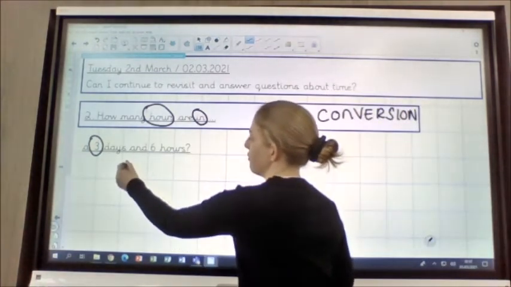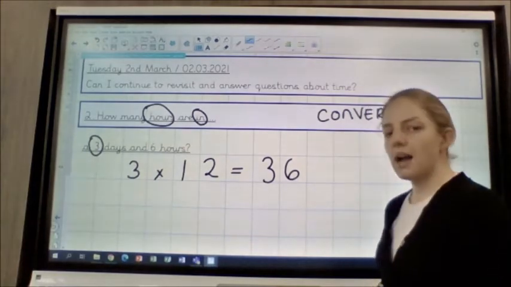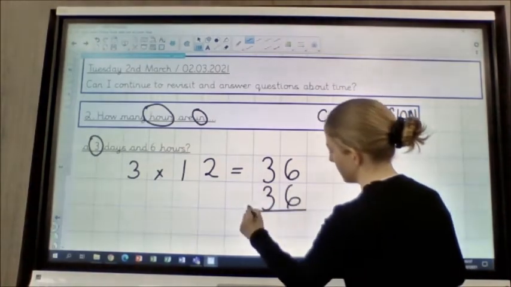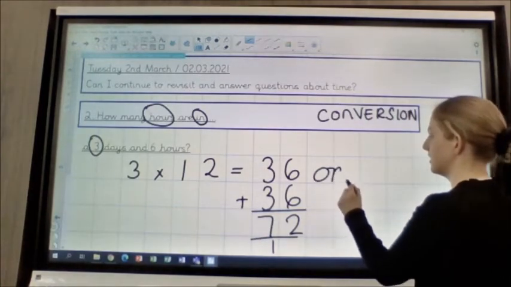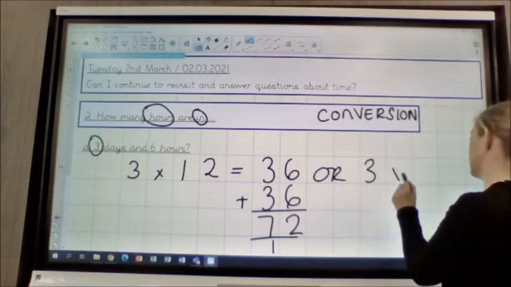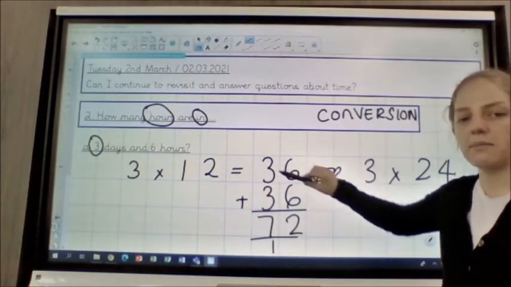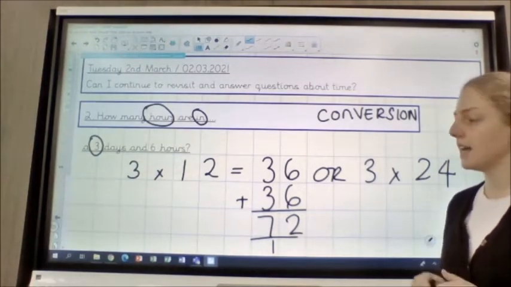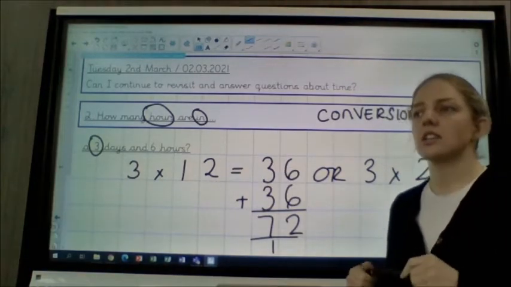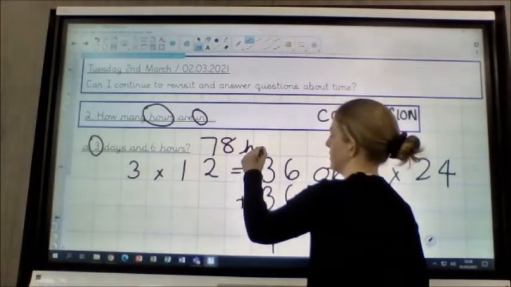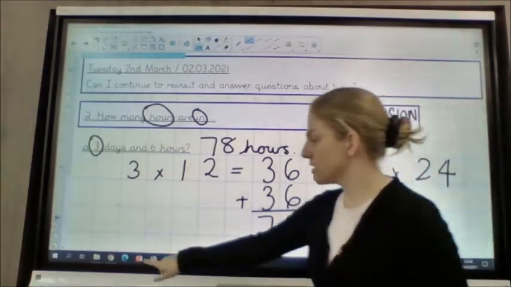Now I know that 3 times 12 is 36. So I need to do 36 add 36 to get my answer. Okay. So I can see there that I could work it out like this. So I do 3 times 12 equals 36, and then I add 2 of them together because 12 add 12 is 24. Okay, so that gives me 72, or 3 times 24. So then I know that it is 72 add 6, so that's going to be 78 hours. Okay, and as always, check by using a calculator. So I might get one on the board.